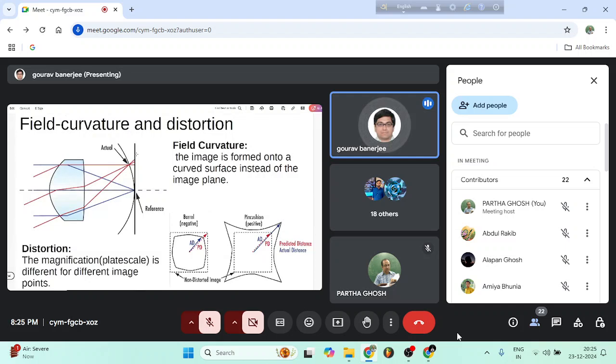The final one is field curvature. Field curvature is basically, instead of all the rays coming to focus on the image plane, they come to focus on a curved surface, and then on the actual image plane you will get a defocus. And then there is distortion, where you have different magnification at different points of the image plane, so your image looks distorted. You can have either positive or negative distortion.